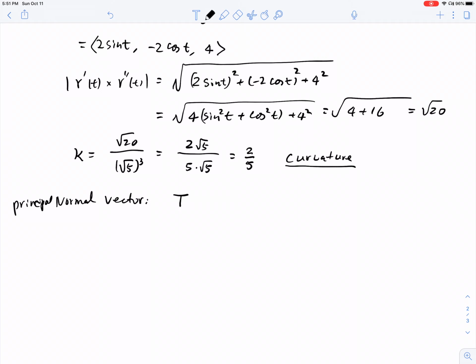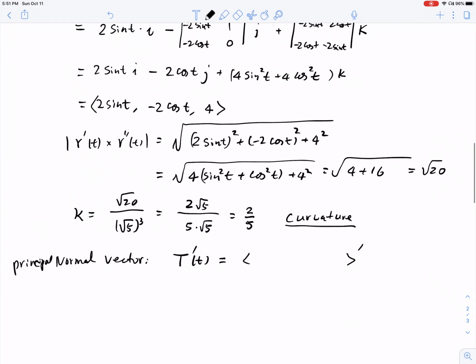And that's the unit tangent vector's derivative. Okay? If you want to have the principal unit normal vector, then you're going to take the derivative and divide it by its length again. But this one over here, we're just going to take the derivative. Let's try to see what capital T of t is.